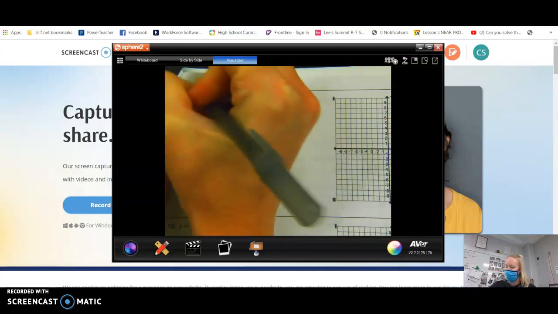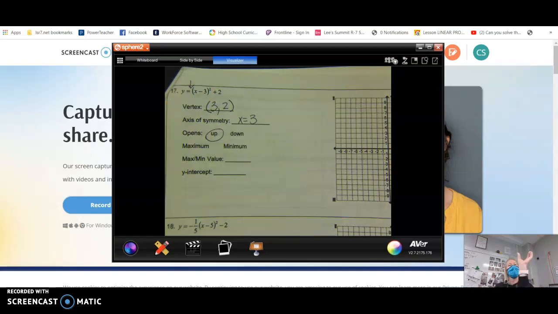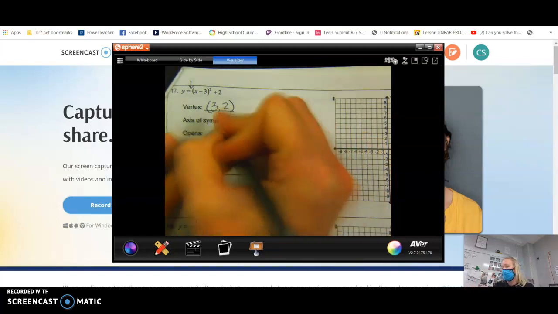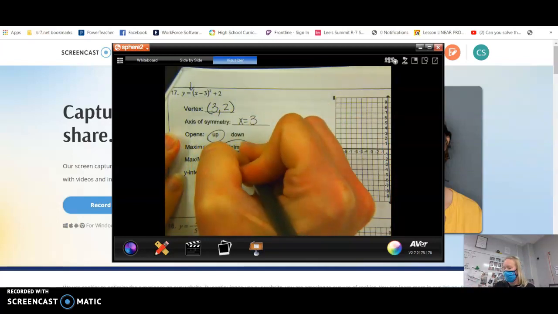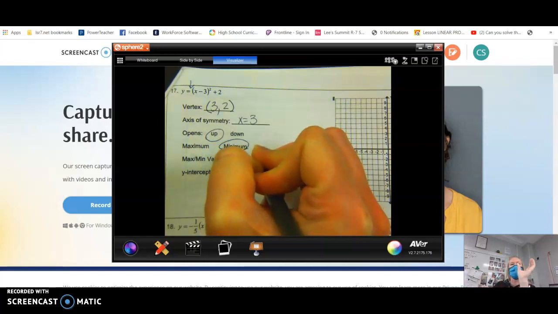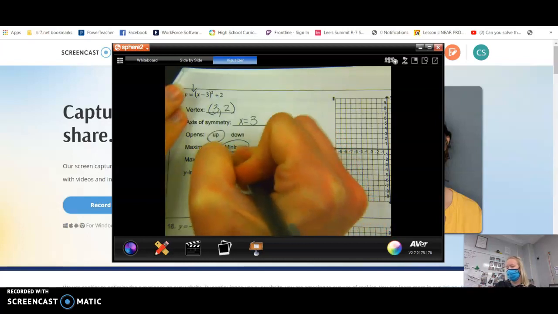Up, because my A value, which there's no A there. So what number is that? 1. My A value is positive. So if it opens up, is it a maximum or minimum? Minimum. The maximum or minimum value is just that 0. Oh, what is the maximum or minimum value? Do you know? It's just your vertex again.